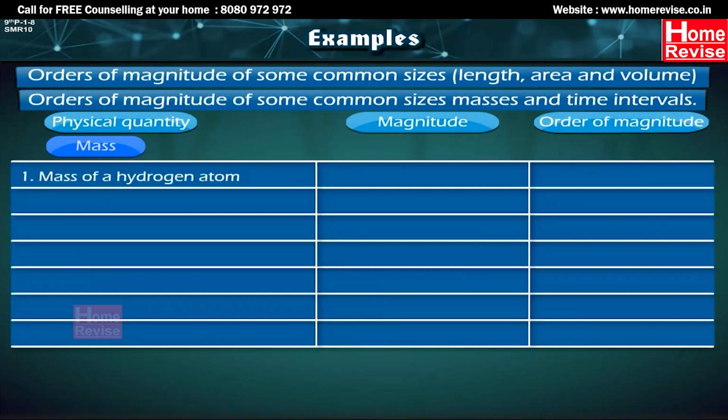Orders of magnitude of some common sizes, masses, and time intervals. Mass. 1. Mass of a hydrogen atom. Magnitude is 1.67 into 10 raised to minus 27 kg. Order of magnitude 10 raised to minus 27 kg.